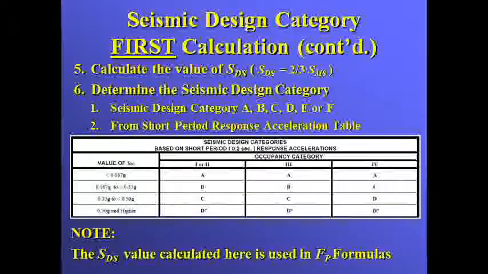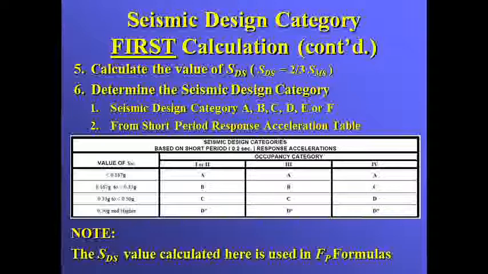Continuing with the first seismic design category calculation procedure. In the fifth step, calculate the value of S sub DS based on the formula S sub DS equals 2/3 of S sub MS. And sixth, determine the seismic design category letter code, which can be A, B, C, D, E, or F, and are based on short period response accelerations, by selecting the seismic design category letter code from the short period response accelerations table, as shown below, according to the occupancy category described earlier, and the value of S sub DS calculated in step 5.